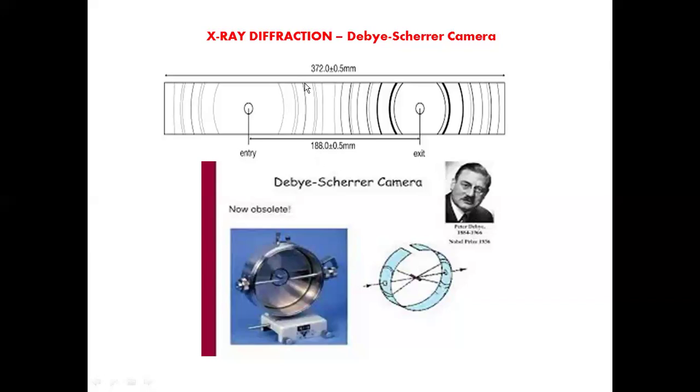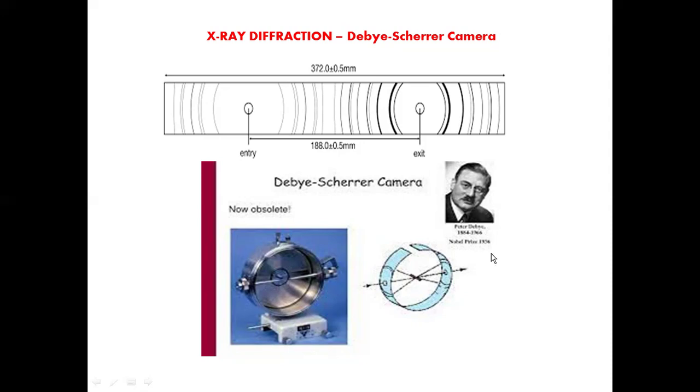Hello, student. Let me explain this X-ray diffraction pattern. You are looking at an X-ray diffraction pattern. This X-ray diffraction pattern is obtained by using this Debye-Scherrer camera. This is a special type of older camera which was invented by Debye and Scherrer.